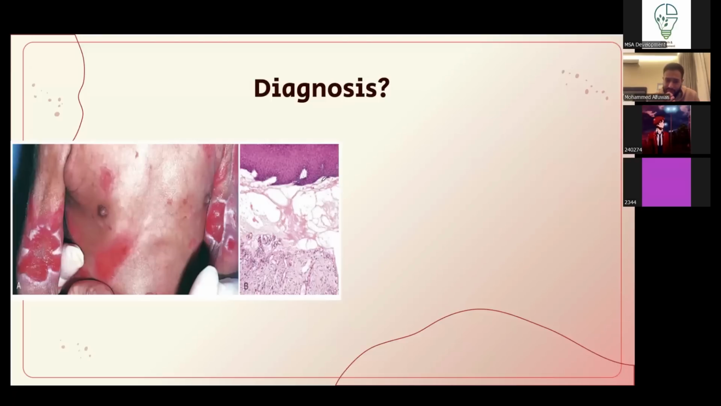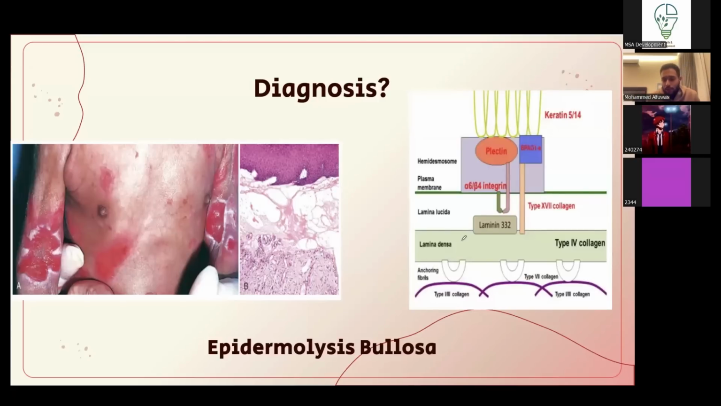Again, it's an inherited disease. Now, epidermolysis bullosa has multiple types. There's three types: simplex, junctional, and dystrophic, which affect multiple different parts. Epidermolysis bullosa simplex type affects keratin 5 and 14. The junctional, which is the most important one, the most dangerous and more severe one, affects the interaction between these two, the alpha 6 beta 4 integrin and laminin 332.